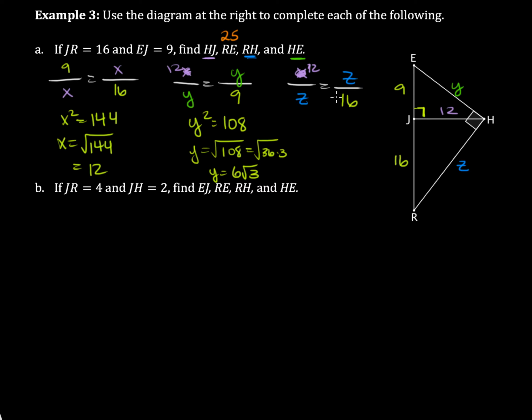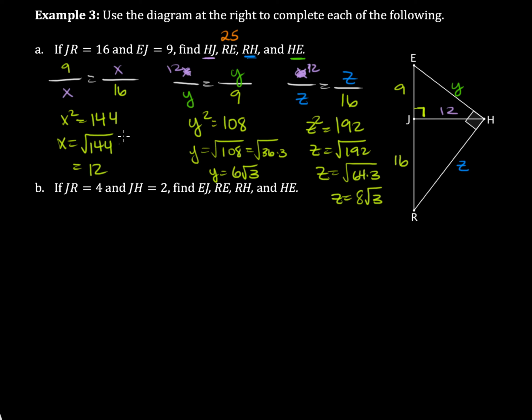In this last proportion, I will have z squared equal to 12 times 16, and 12 times 16 is 192. So z is the square root of 192. Let's see, what can I divide 192 by? Well, it looks to me like I can divide 192 by 64, maybe? Yeah. Z is equal to the square root of 64 times 3. 64 is a perfect square. So that means that z is equal to 8 times the square root of 3, because the square root of 64 comes out as my 8, and the 3 stays underneath the square root.